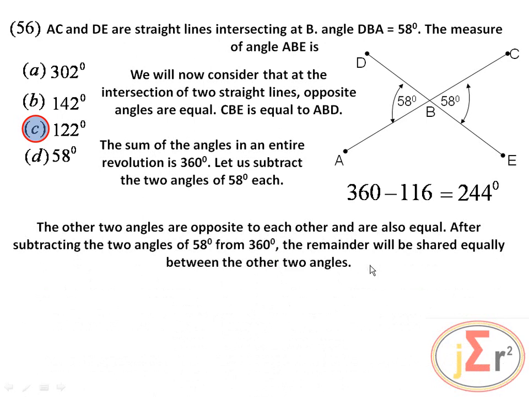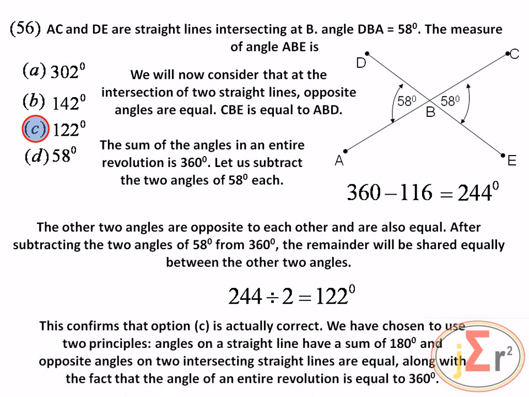The other two angles are opposite to each other and are also equal. After subtracting the two angles of 58 degrees from 360 degrees, the remainder will be shared equally between the other two angles. 244 divided by 2 is equal to 122 degrees. That's another way that we could have looked at the problem. This confirms that option C is actually correct.